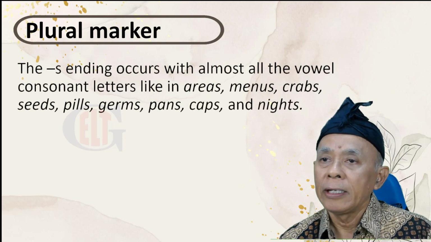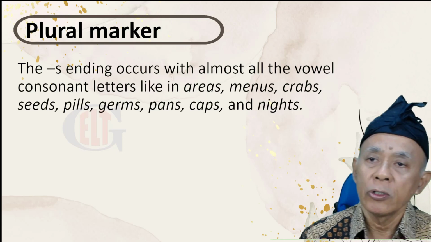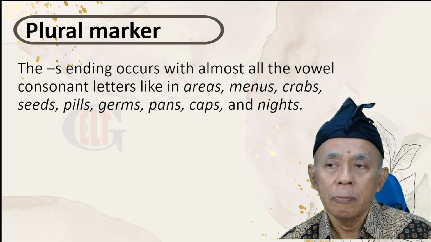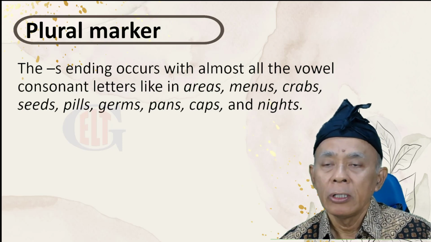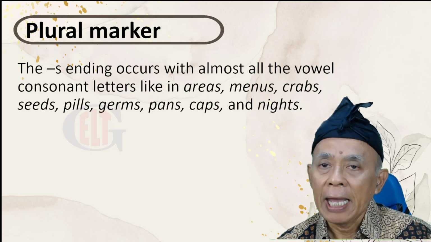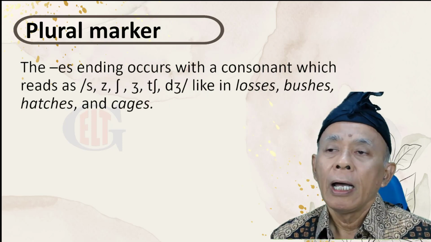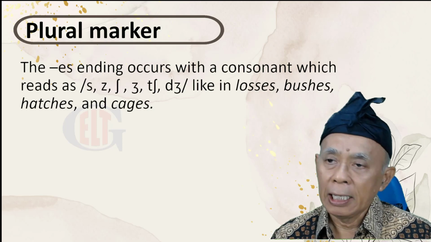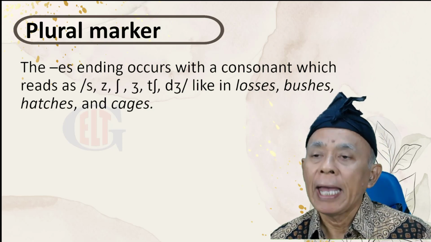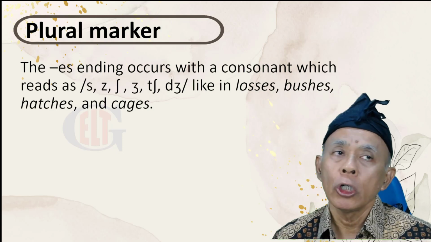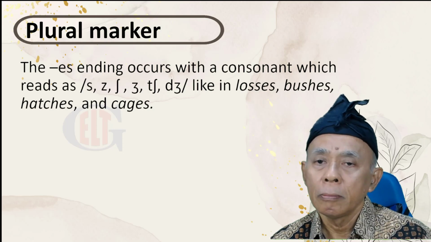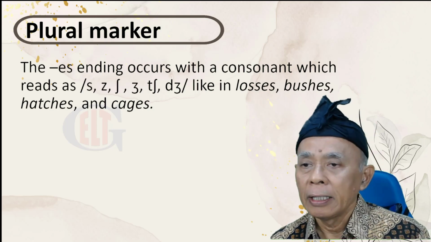The s ending occurs with almost all the vowel and consonant letters, like in areas, menus, crabs, seeds, pails, germs, pans, cabs, and nights. So we just add s to these words. And then the ending es occurs with a consonant which we read as s, z, sh, zh, ch, and j, like in losses, pushes, hatches, and cages.